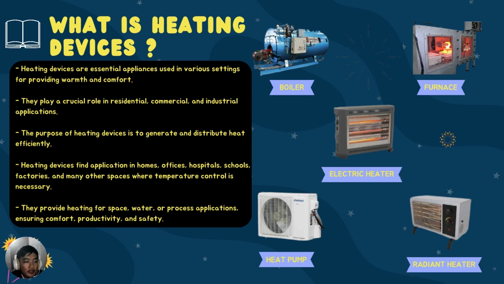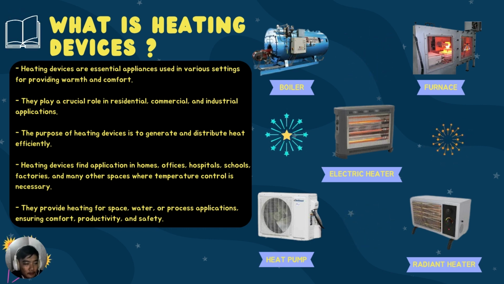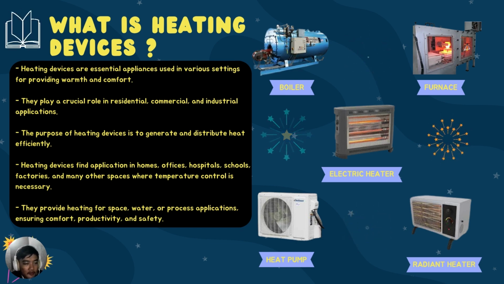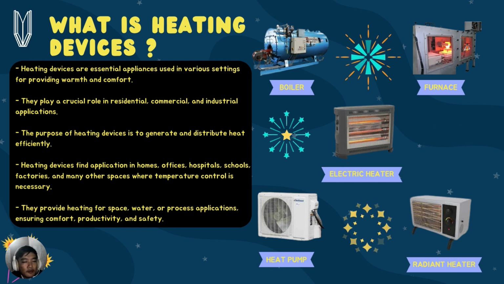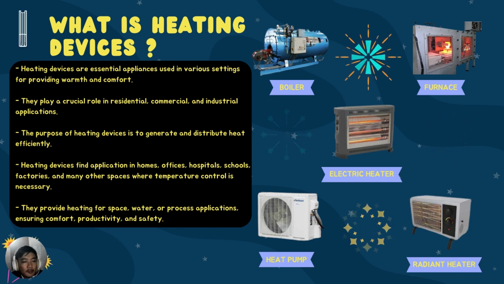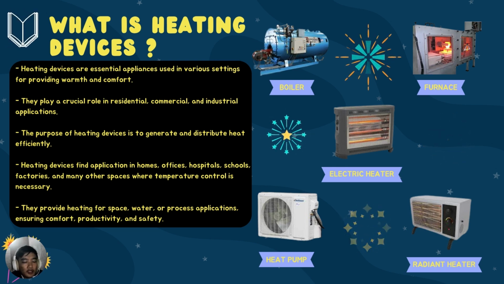They provide heating for space, water, or process applications, ensuring comfort, productivity, and safety. These are the industrial machines that use heating devices. The first is boiler, furnace, electric heater, heat pump, and radiant heater.